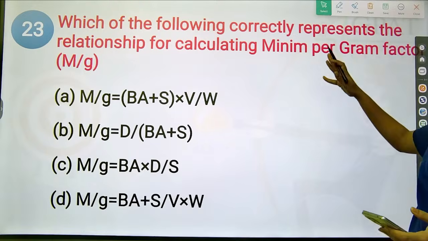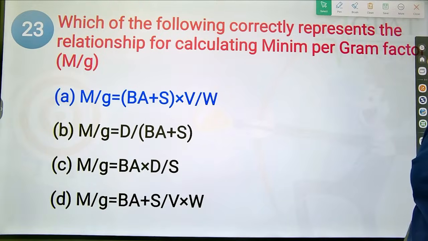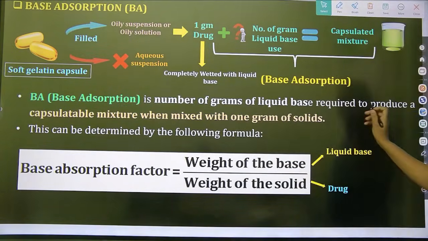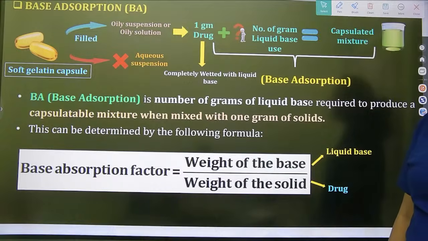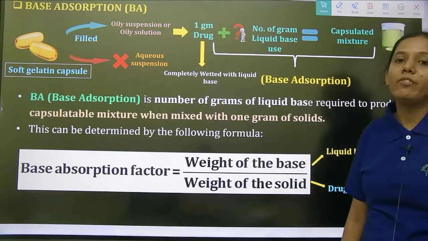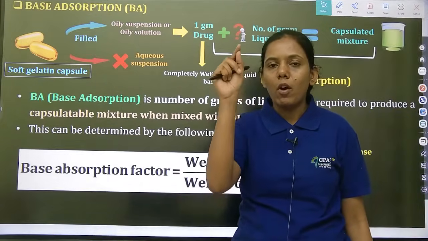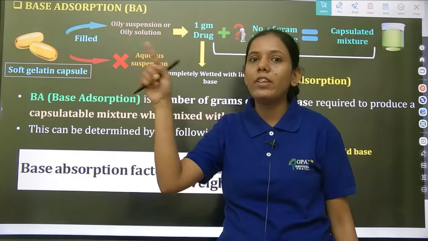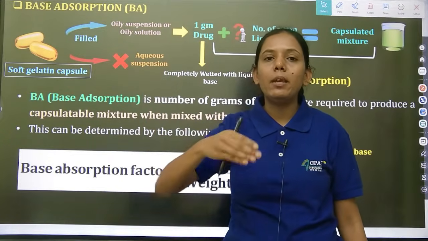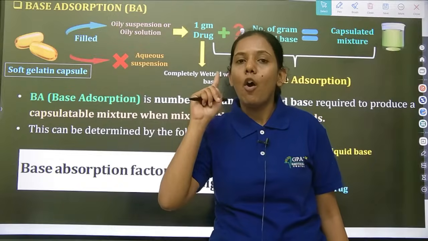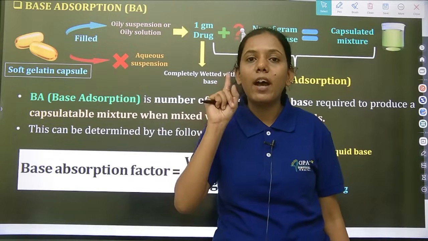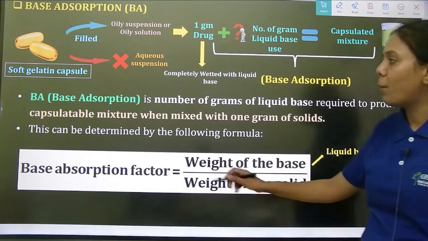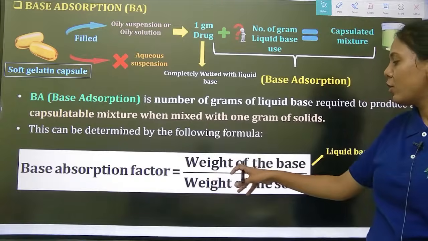We will also see how to solve based on that. This is base adsorption, which is the number of grams of liquid base required to produce a capsulatable mixture when it is mixed with 1 gram of solid. So how many minims of liquid are required to mix with 1 gram? That is the reason it is minims per gram, that is, minims of that liquid required for 1 gram. So it is the weight of the base over the weight of the solid. That is base adsorption. BA we have written, na? So base adsorption is that.